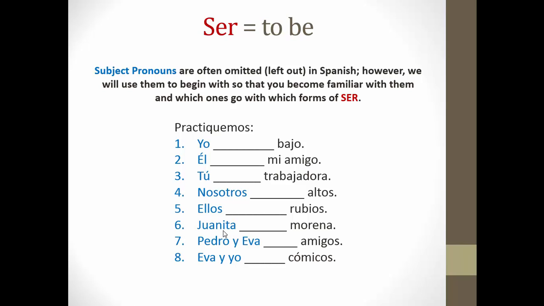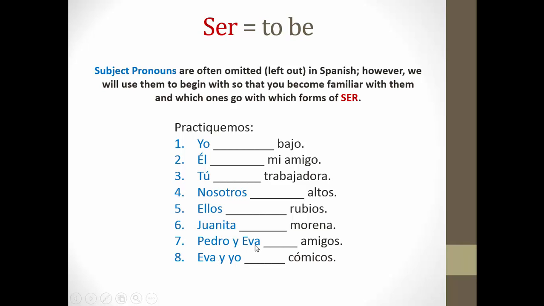Número seis, Juanita. Juanita is like saying she. So we have to decide, because Juanita is a girl, a pronoun we would use to replace her would be ella. So you want to match up the form of ser that goes with ella. The correct answer is es. So Juanita es morena means that Juanita is brunette. Move on to número siete.